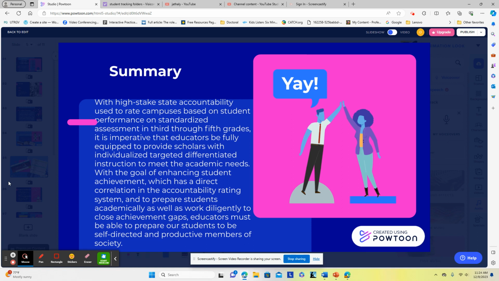Educators must be able to prepare our students to be self directed and productive members of society. That is the goal. Yes, we have them for 1 year. We are expected to teach them what it is that they're supposed to learn. But the goal is for our students to be self directed and productive members of society, holding them accountable to their learning, holding them to be able to be self monitors, and of course, being able for them to track their own progress towards their goals. That in itself is imperative.